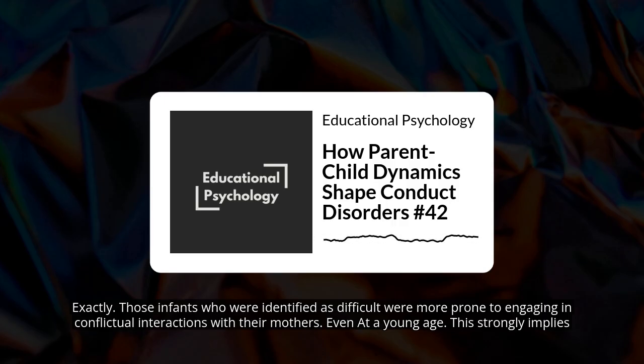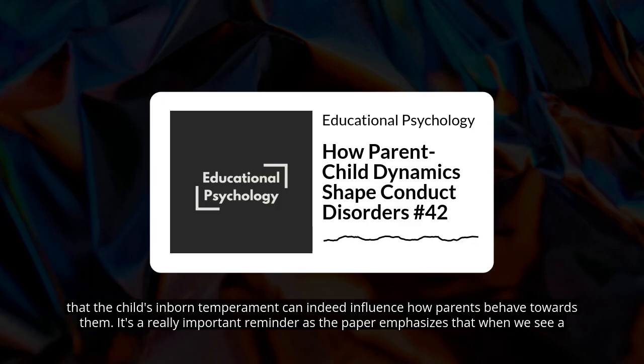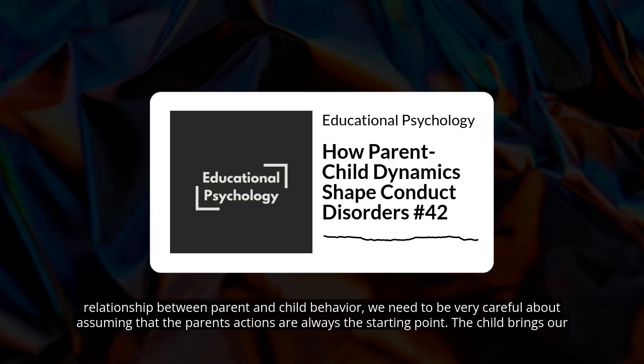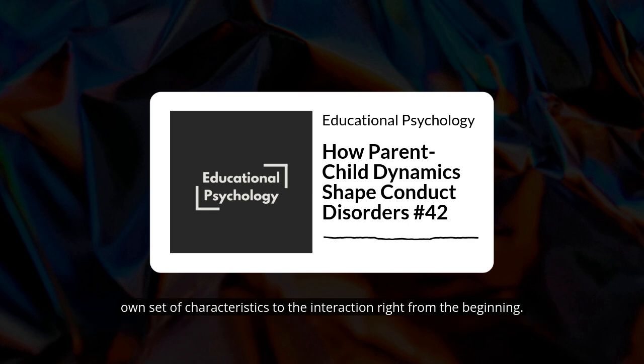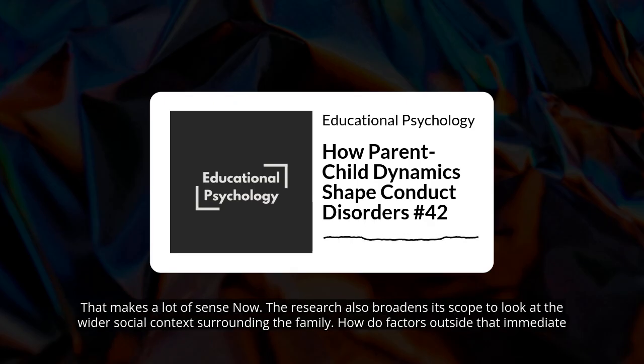This strongly implies that the child's inborn temperament can indeed influence how parents behave towards them. It's a really important reminder, as the paper emphasizes, that when we see a relationship between parent and child behavior, we need to be very careful about assuming that the parent's actions are always the starting point. The child brings their own set of characteristics to the interaction right from the beginning. That makes a lot of sense.